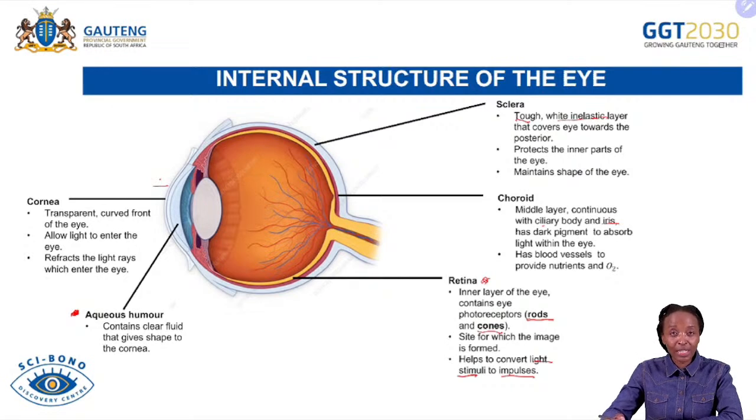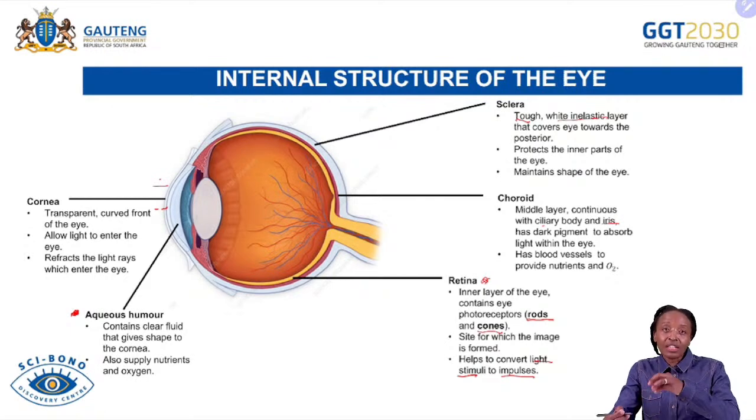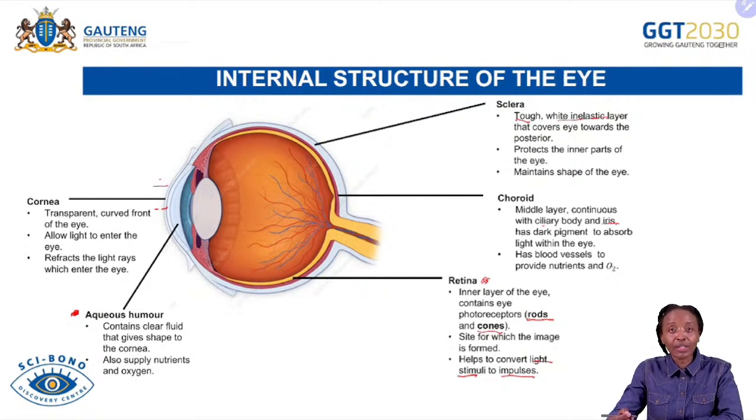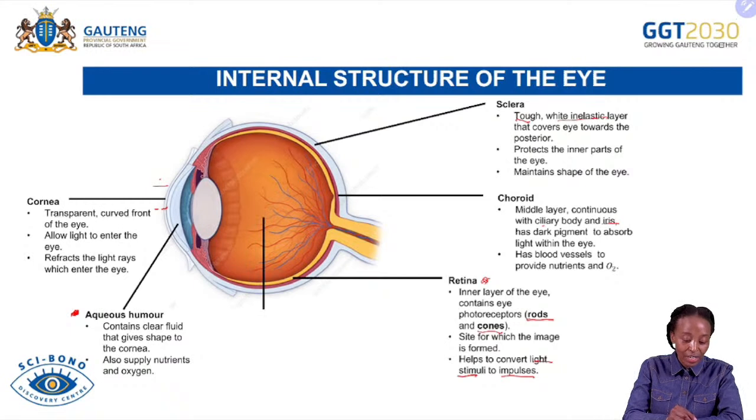And the reason why the fluid is clear, because remember, when the light enters the eye, it has to go through the cornea, through the fluid, until it gets into the retina where the image is going to be formed. So it has to be clear so that the light will be able to pass through. And then its other function, besides holding the shape of the cornea, is to supply nutrients and oxygen to the parts of the eye.